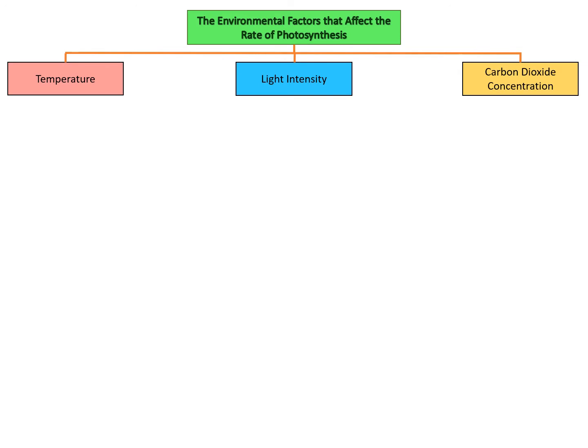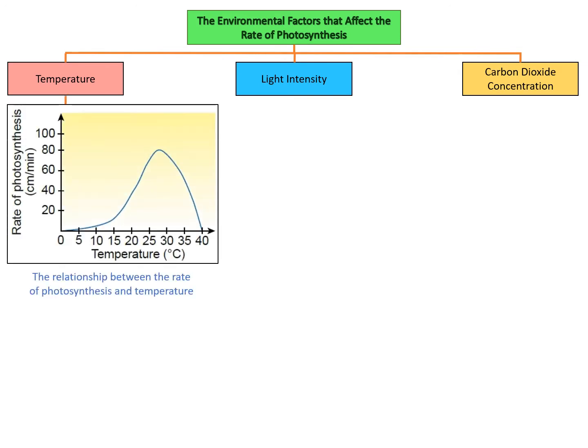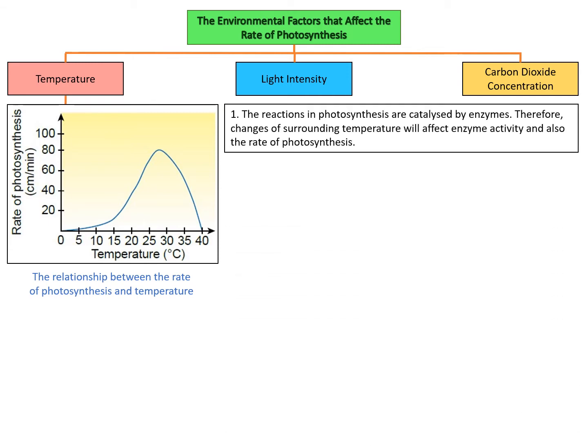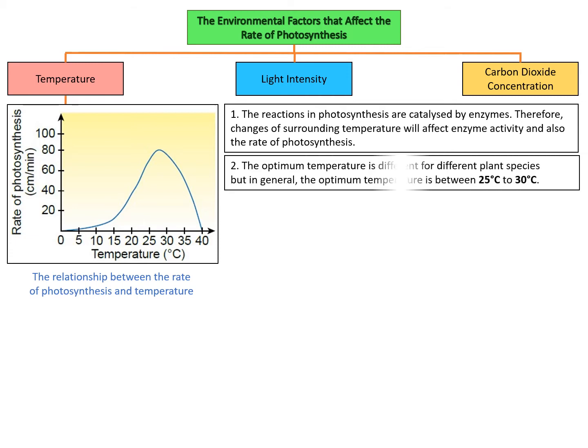Now we look at temperature. This is the graph showing the relationship between the rate of photosynthesis and temperature. The reactions in photosynthesis are catalyzed by enzymes. Therefore, changes in surrounding temperature will affect enzyme activity and also the rate of photosynthesis.